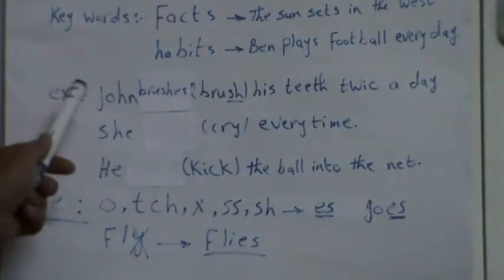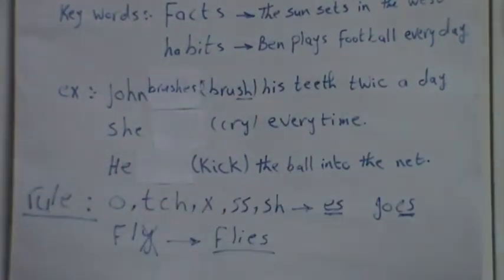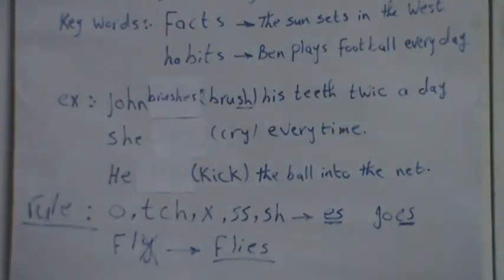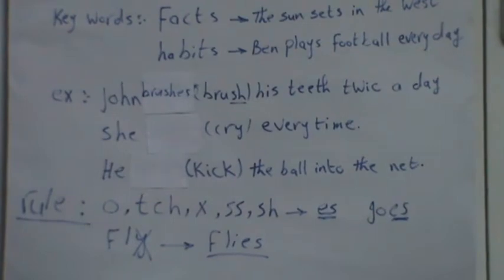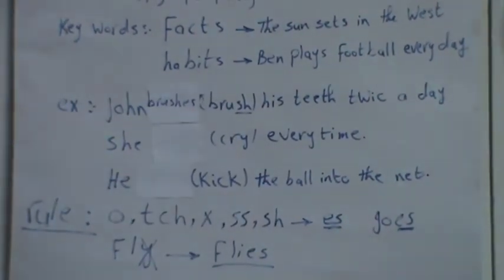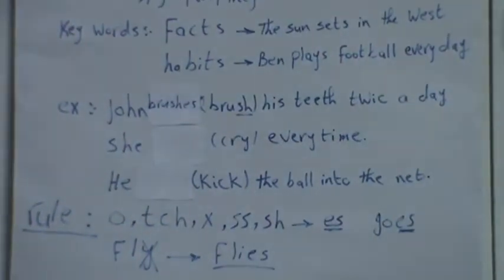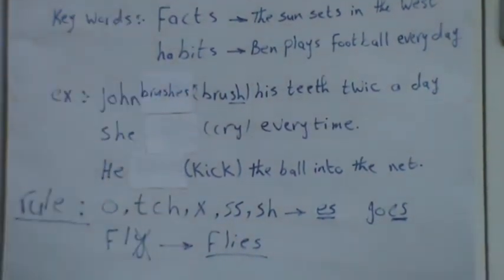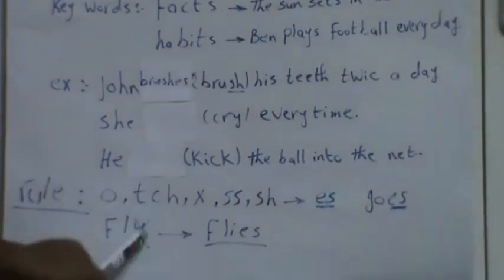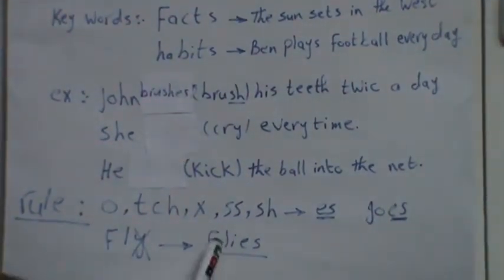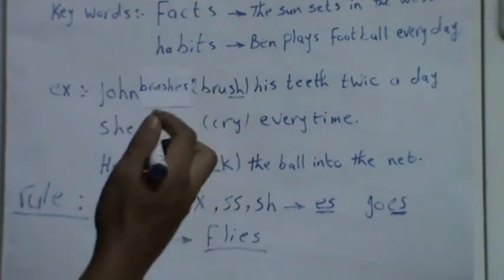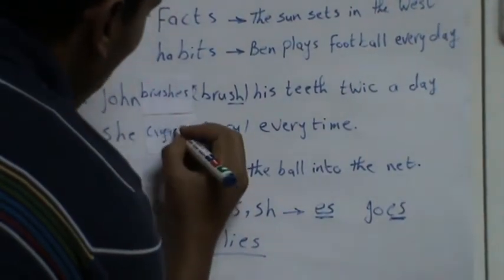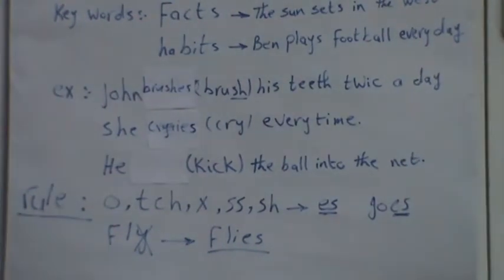Okay, second example here: she cry every time. So she used to cry every time, so this example will be expressed in the present simple. So cry is in our second rule, which is verbs that end in y. When we use verbs that end in y in the present simple, we delete the y and put ies after the verb. So our verb here will be cries, like this.